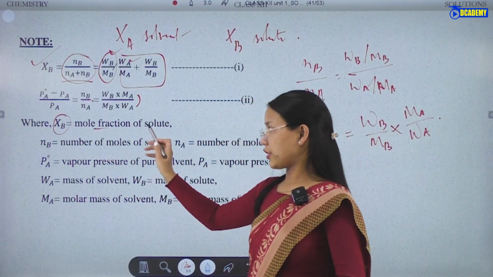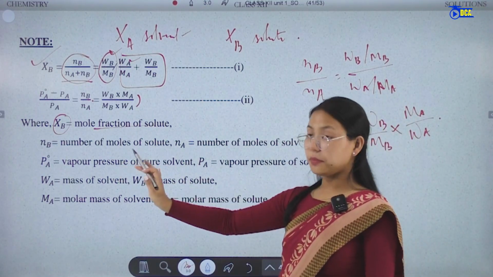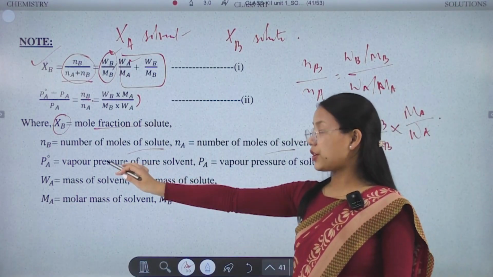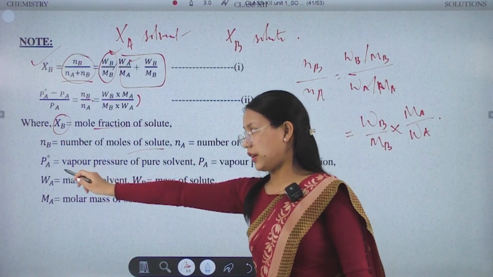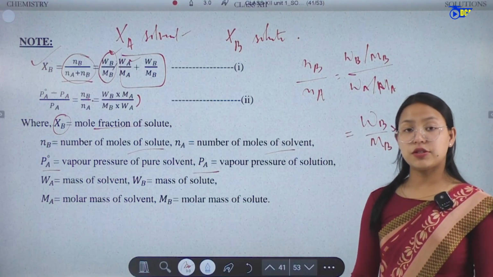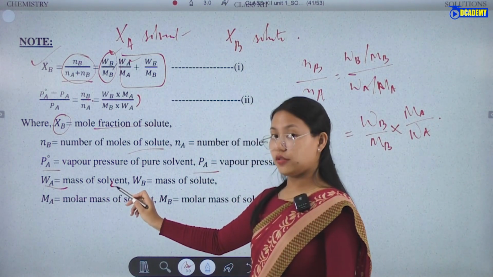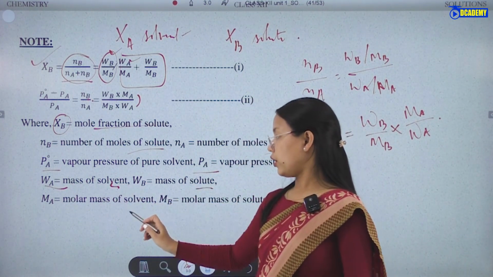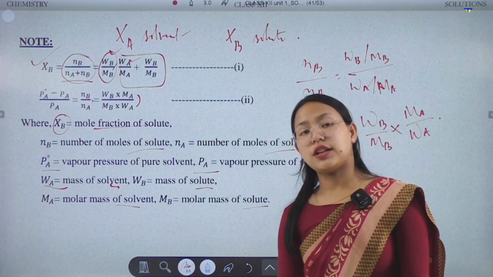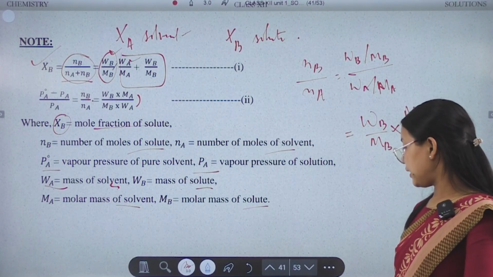XB is the mole fraction of the solute. Here NB is the number of moles of the solute, NA is the number of moles of the solvent. The pressure of the pure solvent is PA naught, and the pressure of the solution is PA. WA is the mass of the solvent, WB is the mass of the solute. Molar mass of the solvent is MA, and of the solute is MB. So now from here we came to know the relative lowering of vapor pressure expression.